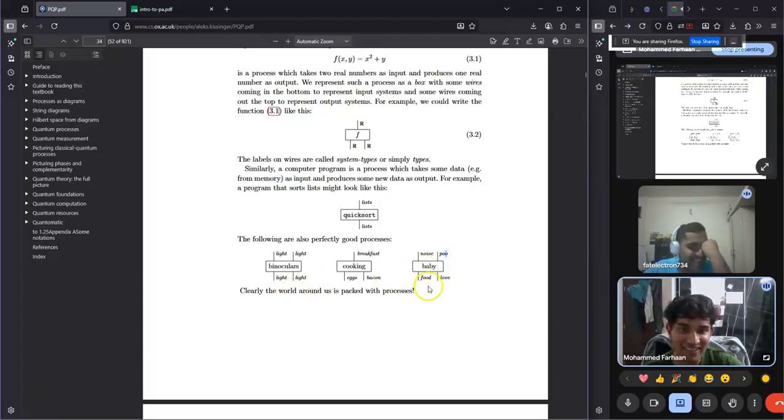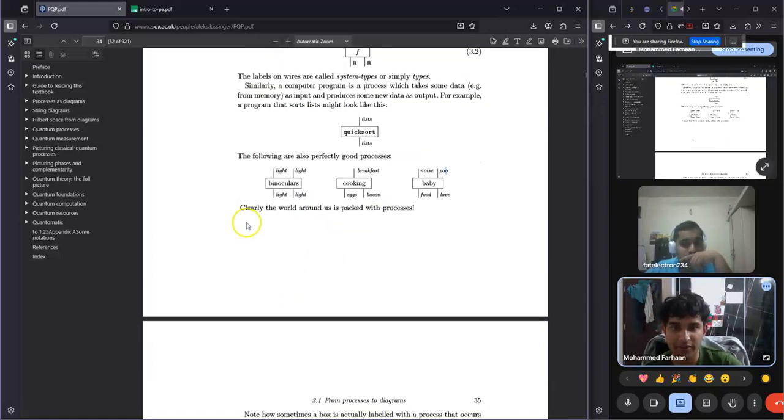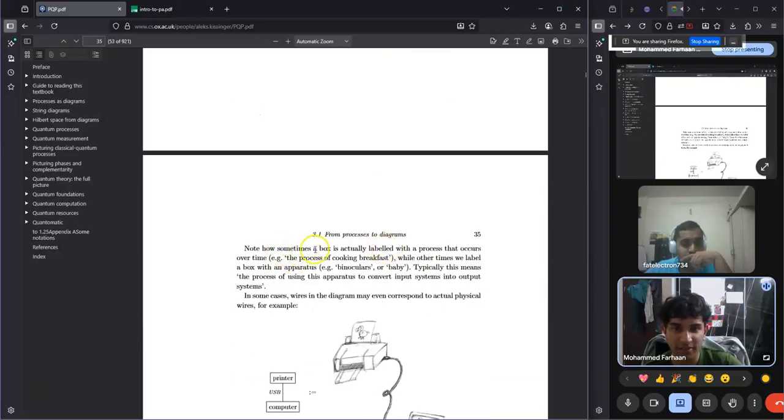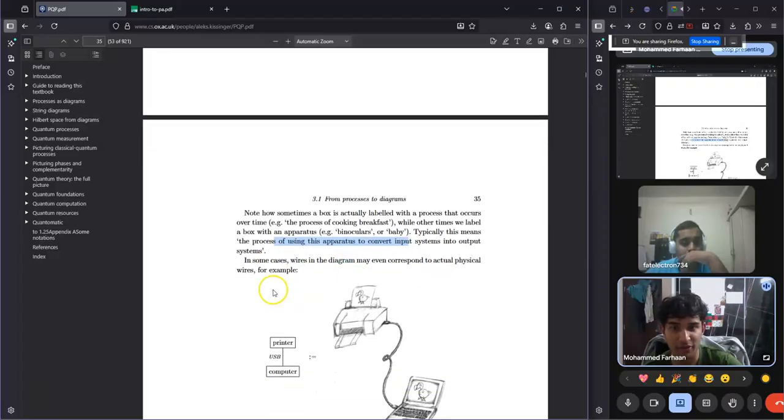Another thing is this bottom-up approach of reading outputs. Clearly the world around us is packed with processes. Note how sometimes a box is labeled with a process that occurs over time, the process of cooking breakfast, while other times we label the box with an apparatus. Typically, this means the process of using this apparatus to convert input systems into output systems.